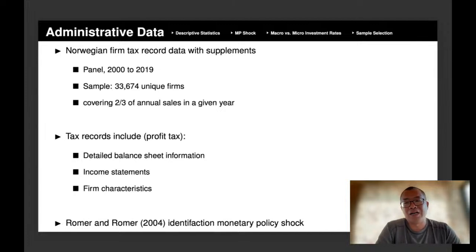So let me tell you more about our research. The data we are using is based on the Norwegian tax record data on firms. That is a panel data from 2000 to 2019, and it covers more than 33,000 unique firms. In our sample, we cover more than 2/3 of annual sales in the Norwegian economy in a given year. We also combine the data with the firm balance sheet information, income statement, and firm characteristics. And in terms of monetary policy shock, we use the Romer type of identification.